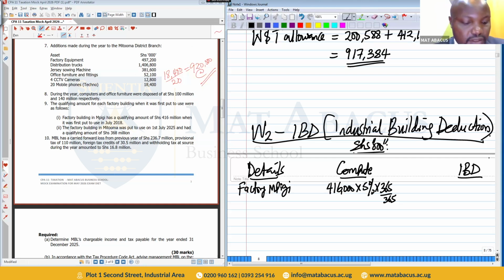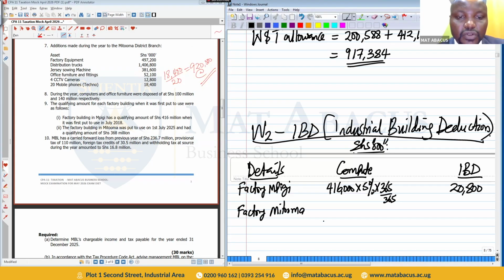So let's compute and see. We have 416,000 times 5% times 365 over 365, which should give me 2,800. Then we have another factory building in Emetoma.